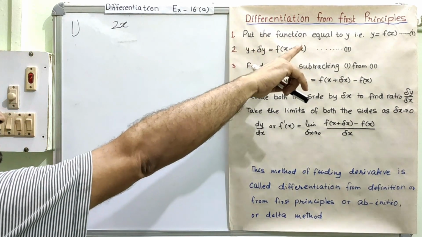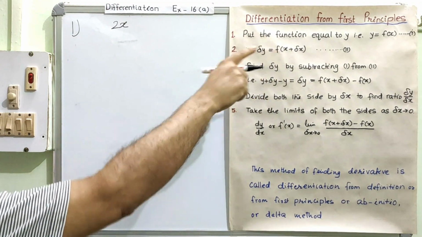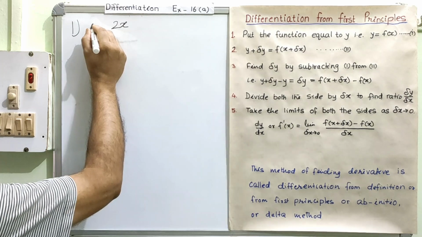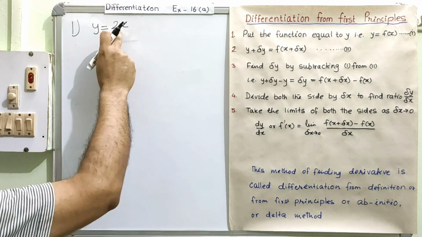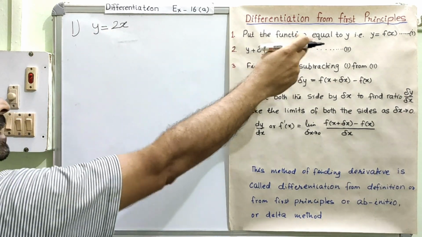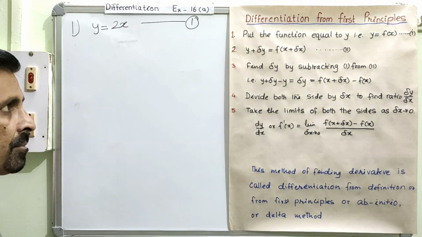Step number 1 is to equate this to y. Put the function equal to y. So step number 1 is y is equal to 2x. So we have equated this 2x with y. And then we name it number 1.